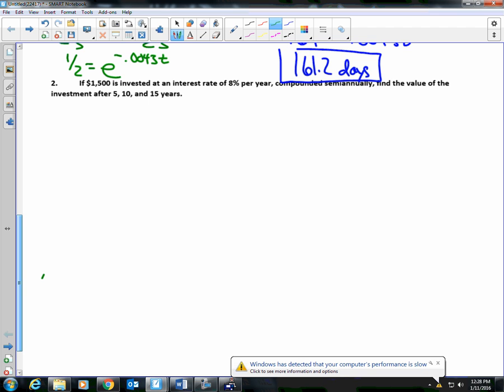So I got $1,500 and I want to invest it. 8% is a really good rate if you could get it. Maybe you're going to invest in really good stock, you get a good return. But you can't ever go to the bank and get that. No way. So it's compounded semi-annually, and find the value of the investment after 5, 10, and 15 years.